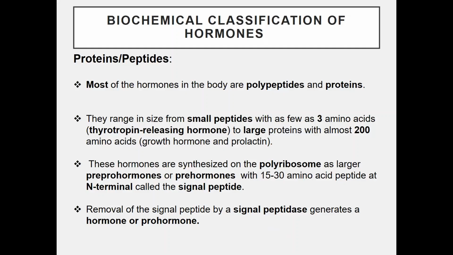Now, what are the biochemical classifications of hormones? We have proteins or polypeptides, which comprise most of the hormones in our body. The size of these hormones ranges from small peptides with 3 amino acids, like thyrotropin-releasing hormone, to large proteins with 200 amino acids, like growth hormone and prolactin.